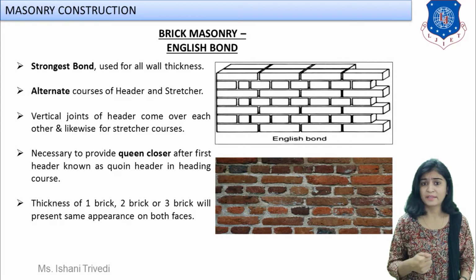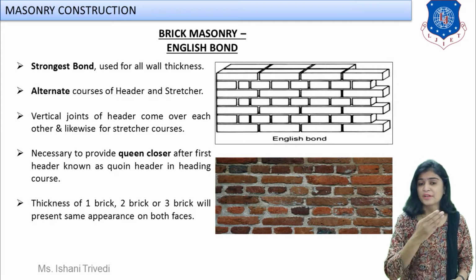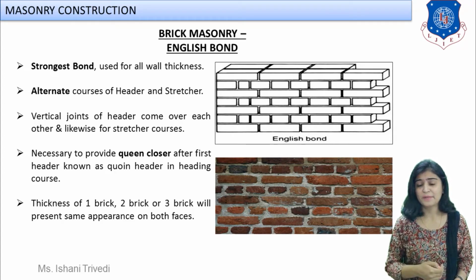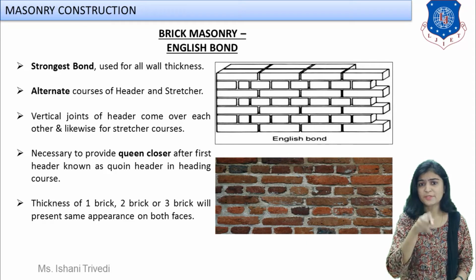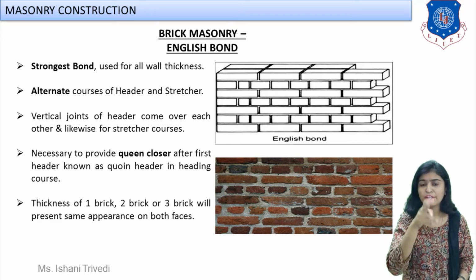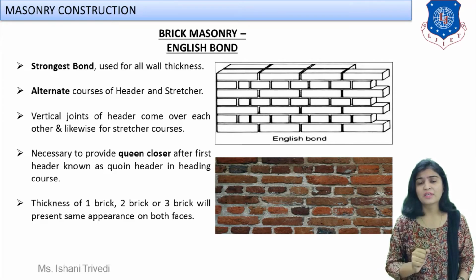What else does it say? Vertical joints of header come over each other, and likewise for the stretcher courses. Can you see in the image also? I am flashing a real constructed image as well, right? The joints between the headers will come exactly below the alternate header courses, and likewise for the stretchers, you can see that the joints for the stretchers are in one line, and the joints for the headers are in one line, right? This is how your vertical joints have to come.